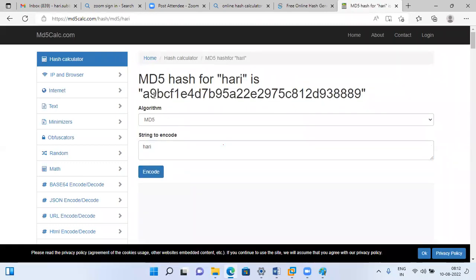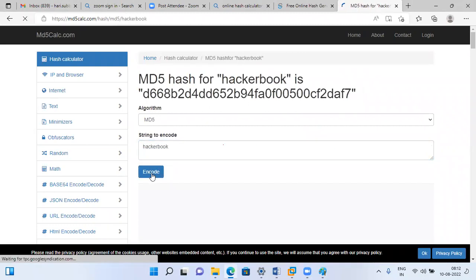This is the MD5 hash for Hari. The question is for hackerbook, right? All in small, lowercase hackerbook. MD5 hackerbook, D668B. Okay, some of you have got this answer.